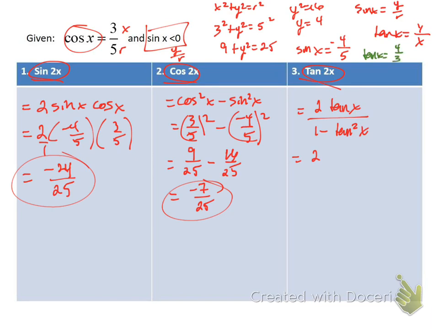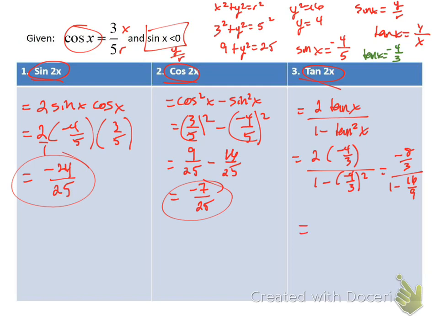4 over 3, but watch your signs. Cosine is positive, sine is negative, so that means tangent has to be negative as well. So negative 4 over 3. So now we come back into our formula. So 2 times negative 4 over 3 all over 1 minus negative 4 over 3 squared. So we get negative 8 over 3 over 1 minus 16 over 9.